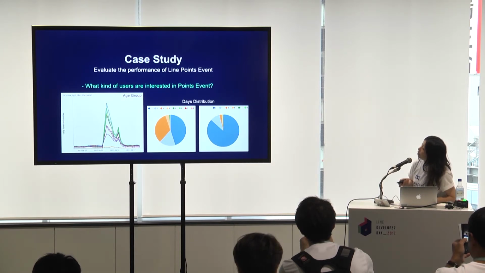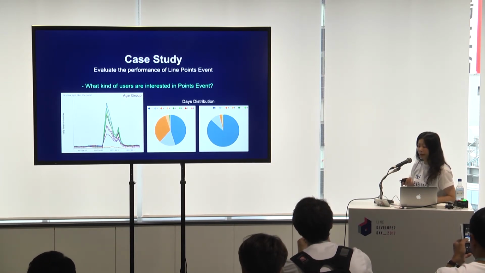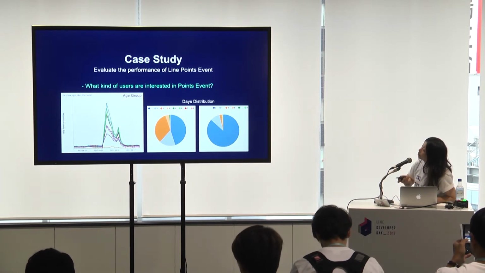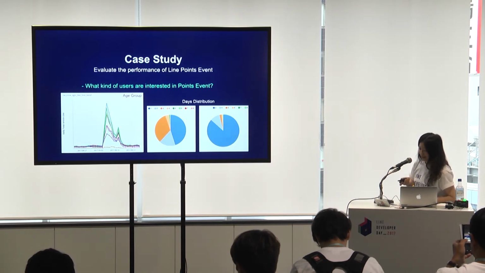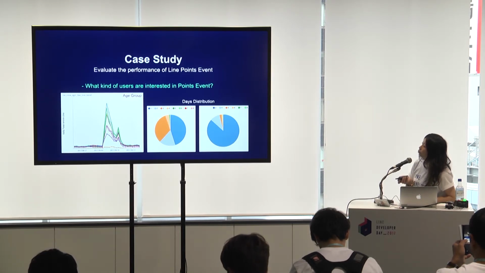It's the same study for the same points event. We wanted to know which age group would be interested in the Line Points event. So we did analysis on the age groups who participated in the event. And we found that younger people are hugely attracted by the points event. And we also analyzed the days distribution for people who participated. And here is the days distribution of when they liked articles.